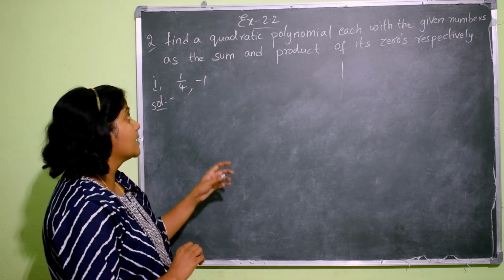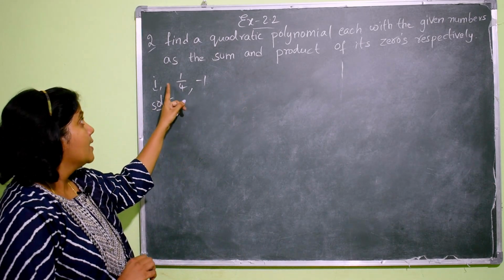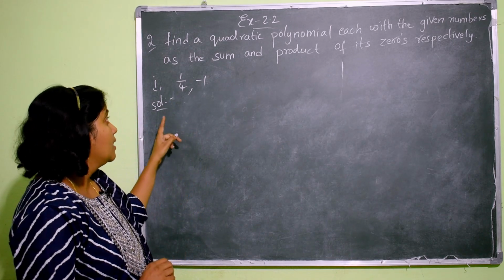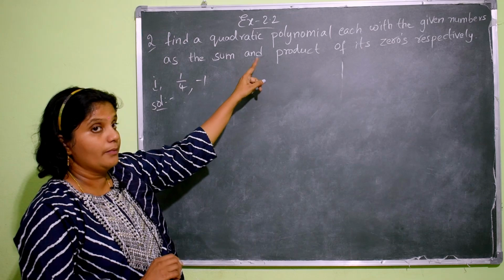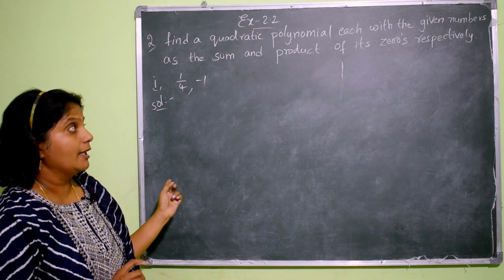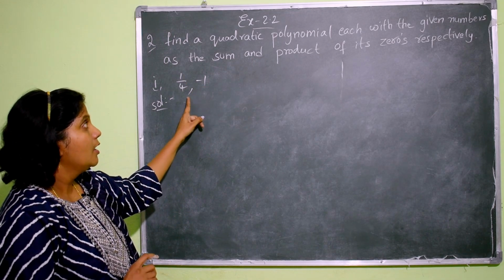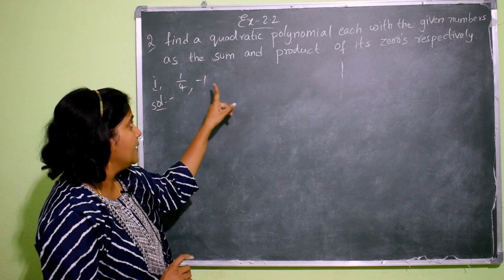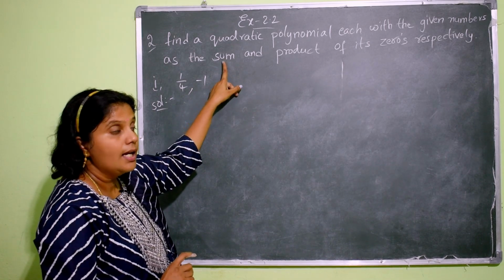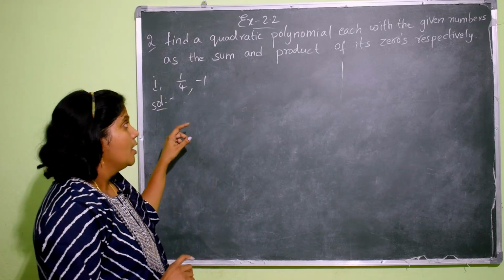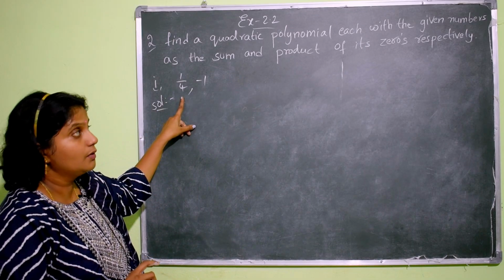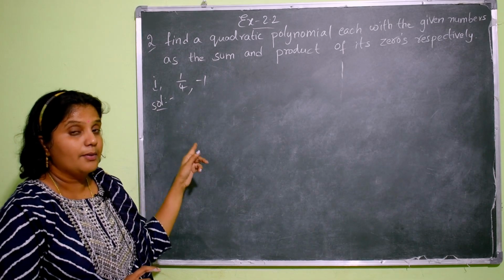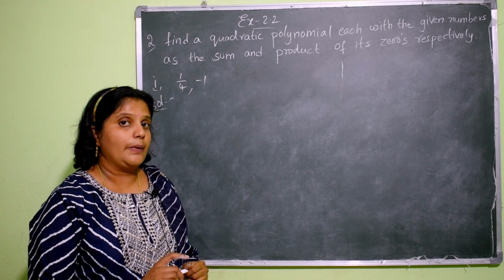Today we are going to discuss exercise 2.2, second problem, the first bit. Find a quadratic polynomial with the given numbers. What are the given numbers here? This is the sum of the zeros and this is the product of the zeros. We should assume one as the sum of the roots and the other as the product of the roots. Using this sum and product of the roots, we need to find the quadratic equation.